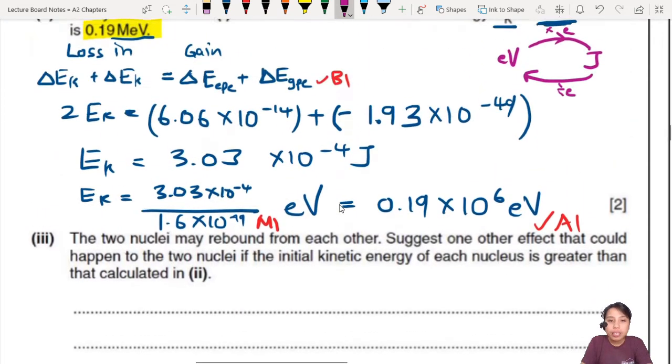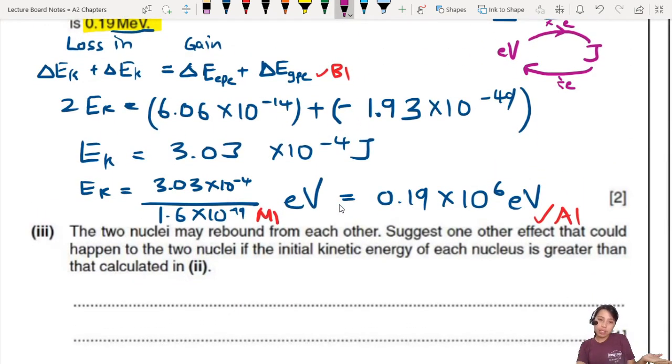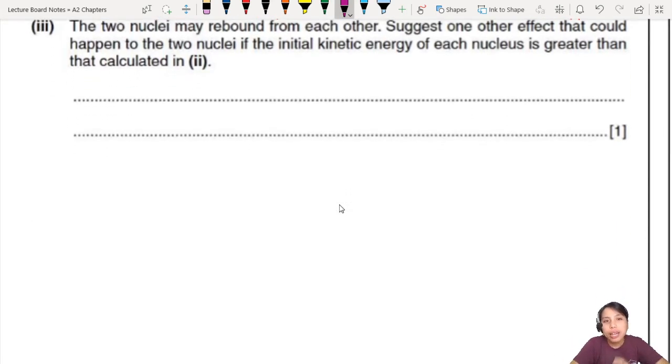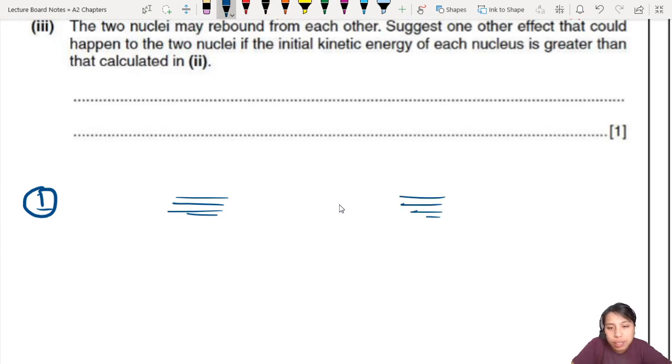Last part. The two nuclei may rebound from each other, we don't know. Suggest one effect that could happen if the initial kinetic energy is greater than what you calculated. Oh, this is interesting. Imagine this as a collision. So let's say the current state is this. At first they start off pretty far, number one. And then they come really, really close, but they just about stop moving when they just about touch.